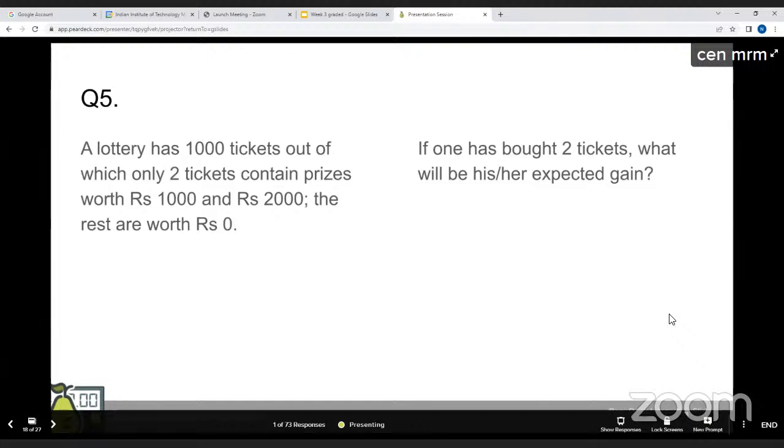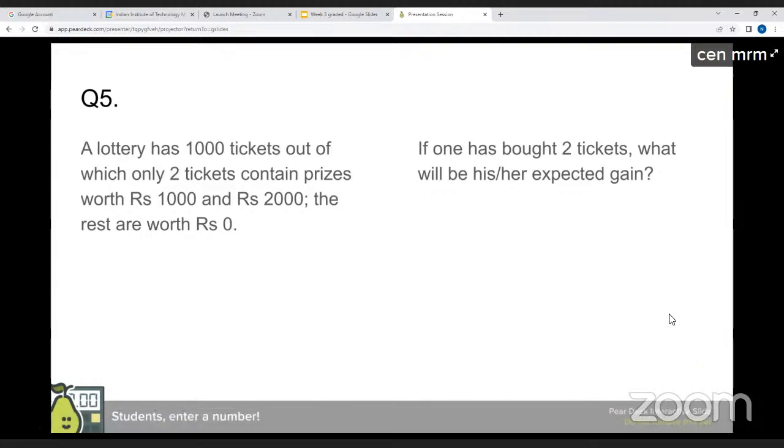Ma'am, we have not calculated in the previous one the probability of the total winnings being 2000, right? No, we haven't calculated. Now you have to find the expected gain. That also, yeah. Please do it.